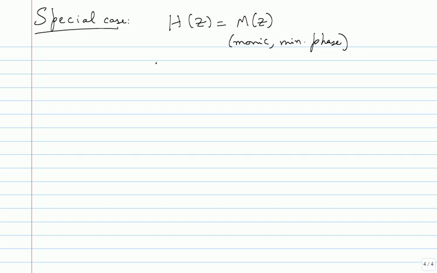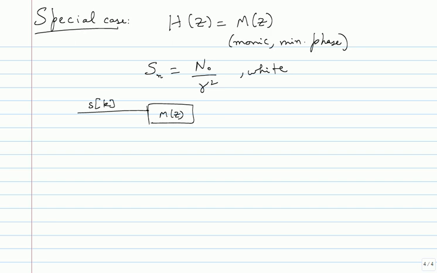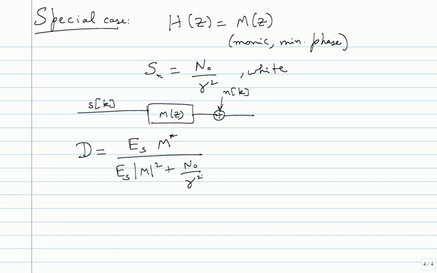Okay, the next case we'll consider is the noise spectral density being just N0 by gamma square, so basically white. So you have m(z) here and then noise gets added, which is white. What happens to the linear equalizer? The MMSE linear equalizer in this case is the question. So d is what? Es times h star, which in this case is m star, divided by Es times mod m squared plus N0 by gamma squared. Another way to write this is m star by mod m squared plus N0 by Es gamma squared.